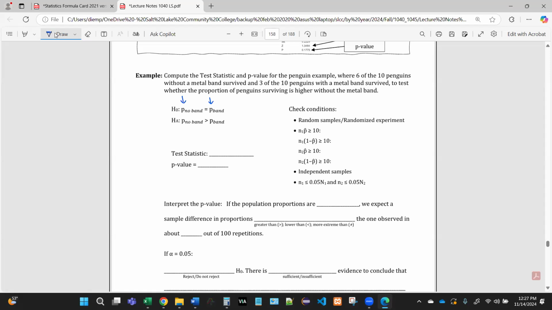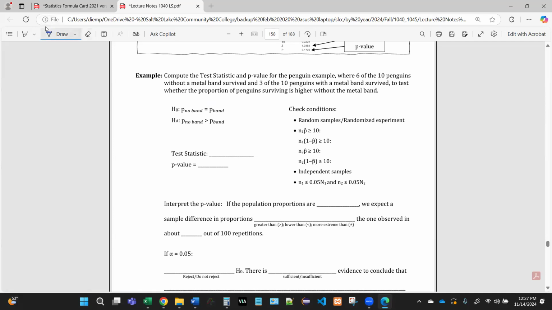Okay, so the skeptic will say, all right, you want to get rid of these metal bands. Fine, but we've been using these and we've done a lot of important research with them, and we can still use them. So I'm going to just assume that they work until you prove otherwise, right? And then the researcher comes along and says, no, we're pretty sure that the group without the metal band is surviving at a higher rate than the metal band group. In other words, the metal bands are actually causing problems for the penguins. So we want to stop using them.